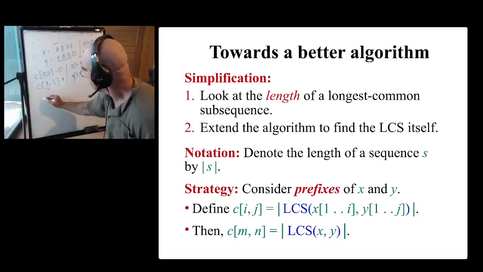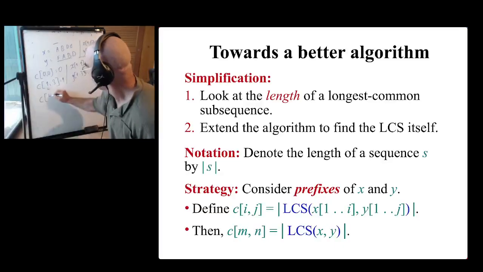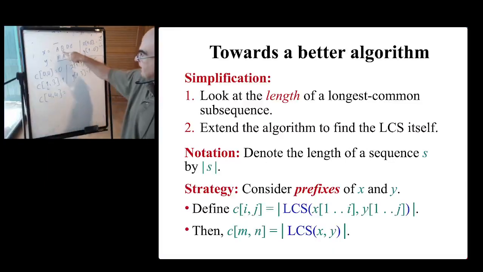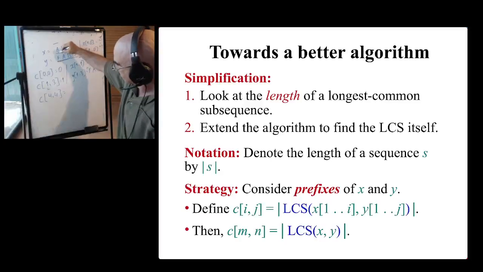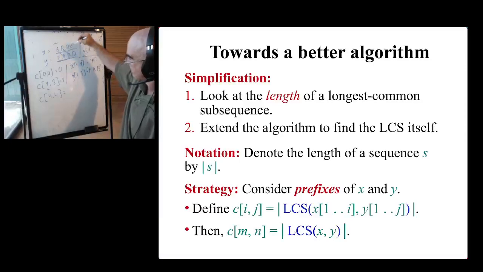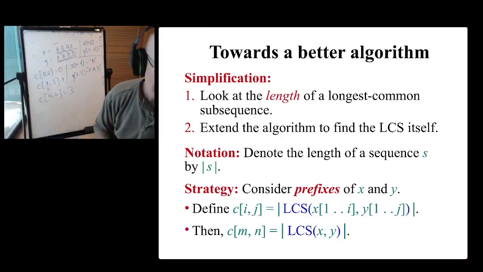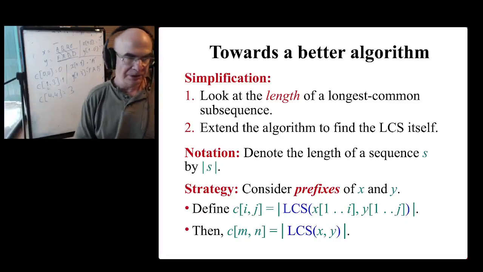What is therefore C of 4, 4? C of 4, 4 means take the whole 4 characters of X, take the whole 4 characters of Y, and ask what is the LCS between these two. And if I'm not mistaken, the length of the LCS would be: I can match the A to the A, the B to the B, the D to the D, so the answer should be 3. There are 3 letters that I should match.